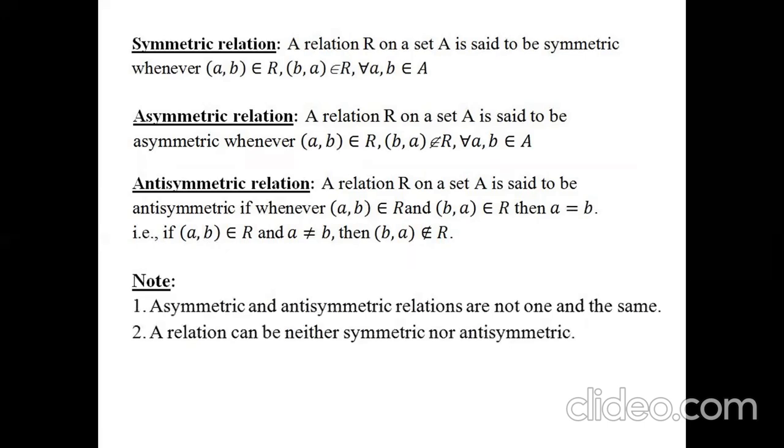Now let us note and understand the following points. Asymmetric and antisymmetric relations are not one and the same. So asymmetric is different than antisymmetric. Here the condition imposes on A not equal to B. A relation can be neither symmetric nor antisymmetric.